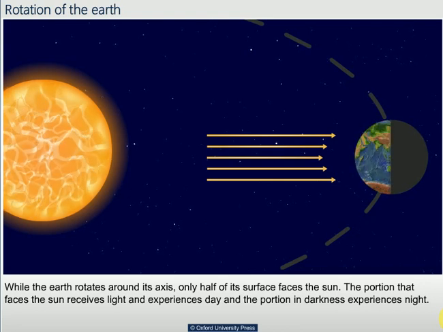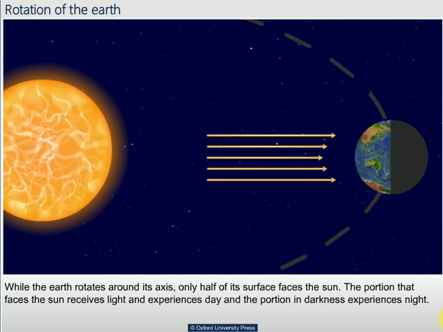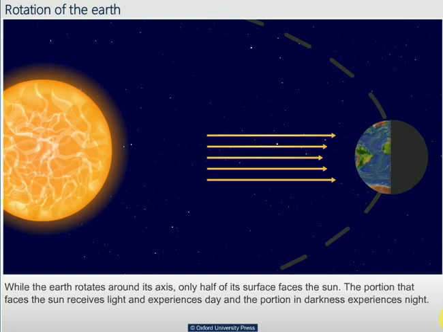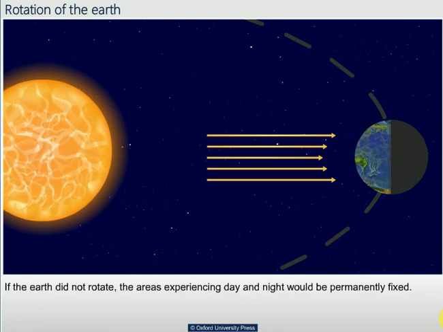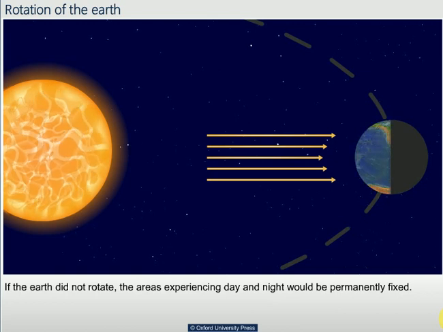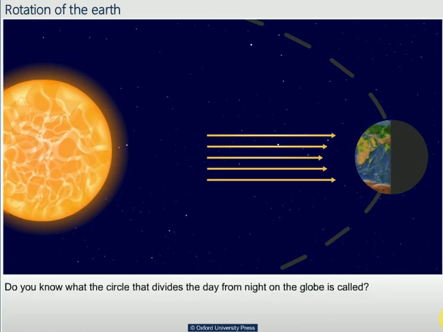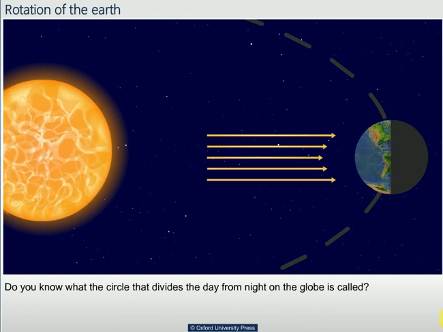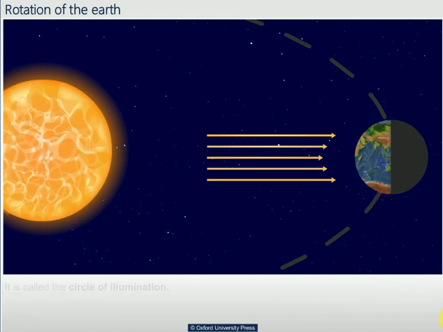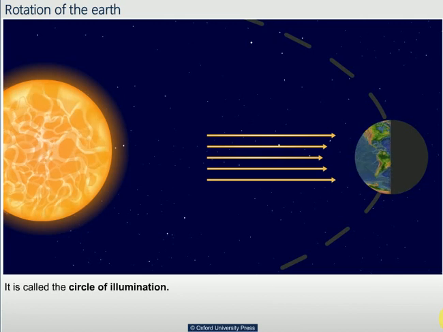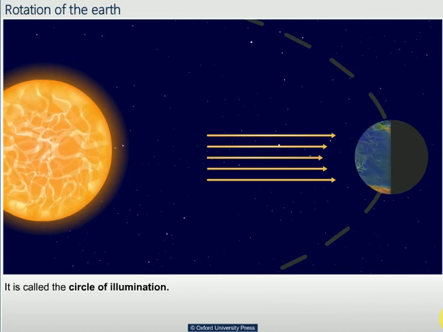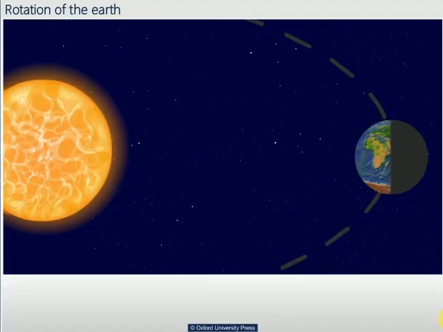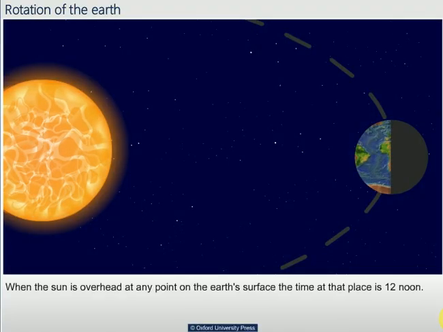If the Earth did not rotate, the areas experiencing day and night would be permanently fixed. Do you know what the circle that divides the day from night on the globe is called? It is called the circle of illumination. When the sun is overhead at any point on the Earth's surface, the time at that place is 12 noon.